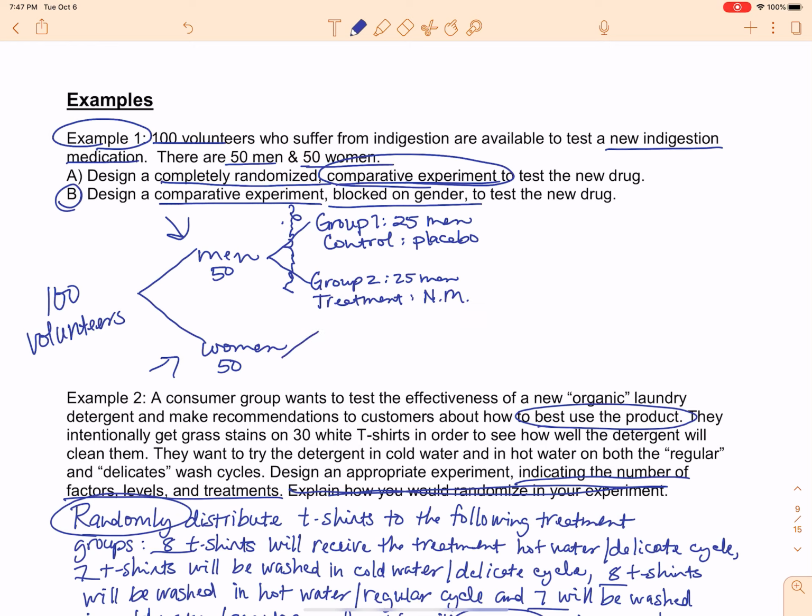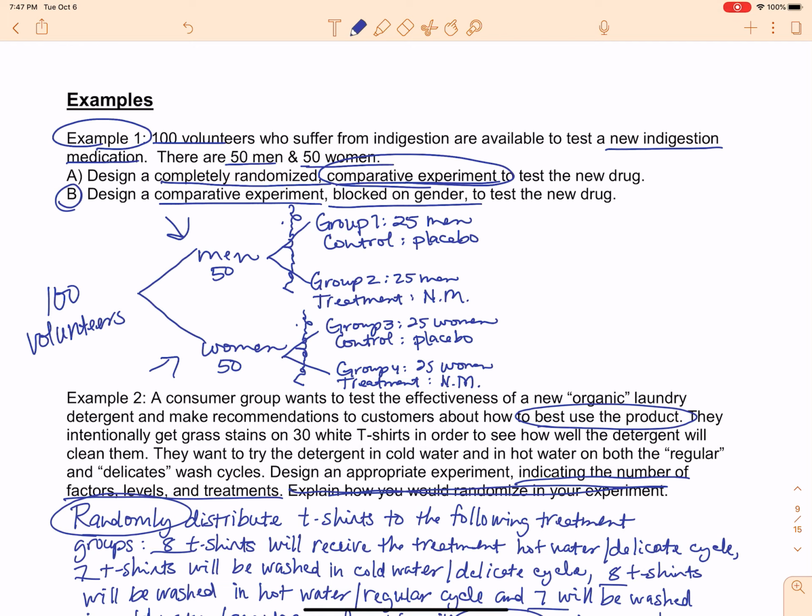I'm going to do the exact same thing for the women. I randomize again, and group 3 consists of 25 women, the control for the women, and they receive the placebo. Then group 4 is 25 women, and they get the treatment, which is the new medication, if I could write.